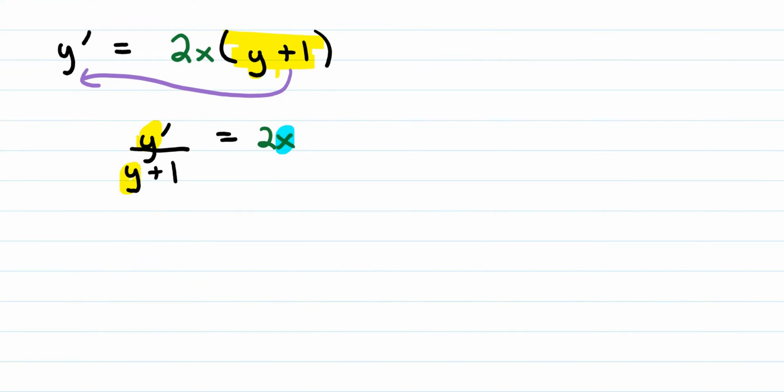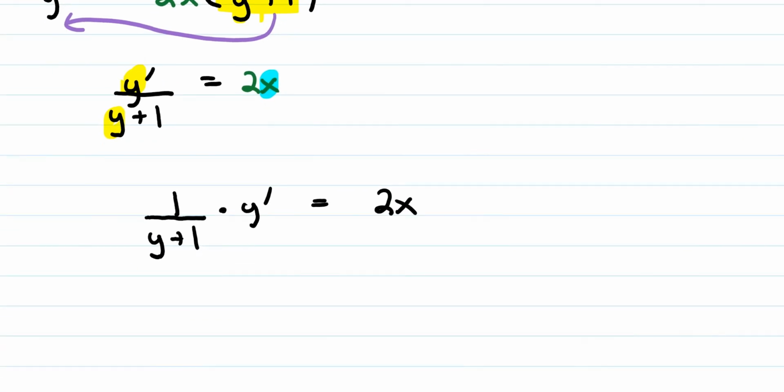Now on the left-hand side here, I'm just going to rearrange this as 1 over y plus 1 times y prime equals 2x. One of the reasons why I'm rewriting the problem like that is because I want to take the antiderivative, because I need to get rid of y prime. The only way to get rid of y prime is by taking the antiderivative of the left-hand side. And if you take the antiderivative of the left-hand side, you must take the antiderivative of the right-hand side.